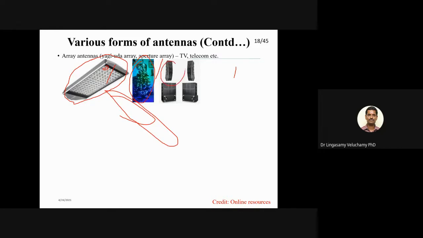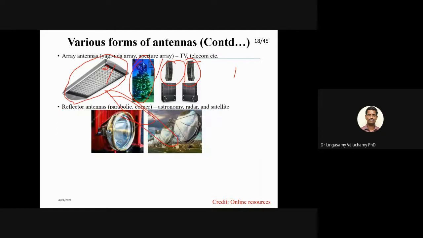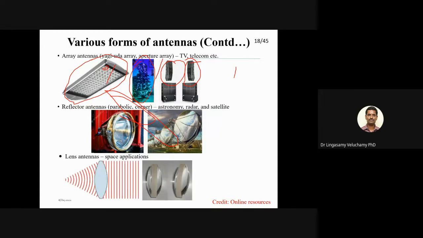And speakers also, you might have seen arrays of speakers. If you keep one speaker, it will not be audible beyond a certain distance. If you keep an array of speakers, it will be audible for more than a kilometer. Okay, next is reflector antennas. This is another type of antenna used. Reflector antennas you might have seen in your cars, wireless charging, solar chargers, and lens antennas.